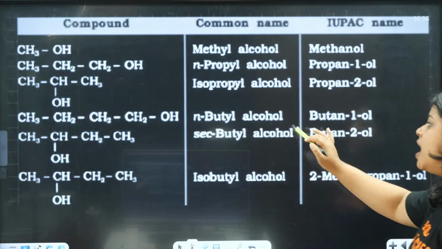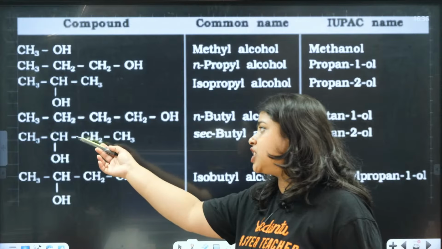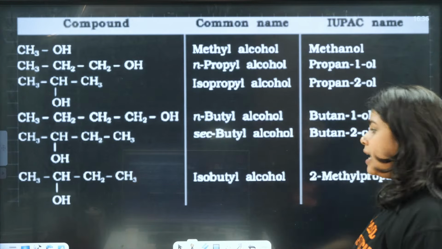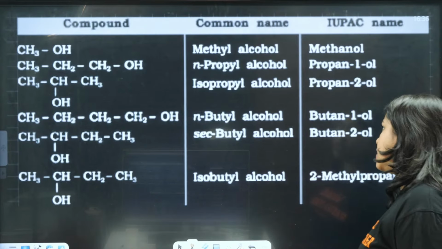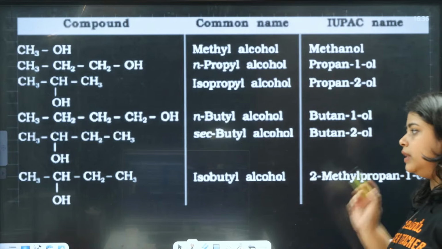So for that purpose it is n-butyl alcohol, that is butan-1-ol. Next comes CH3CHOHCH2CH3. Okay, it becomes CHOH. What will be forming here? Secondary butyl alcohol, that is also called butan-2-ol. It is also called butan-2-ol.